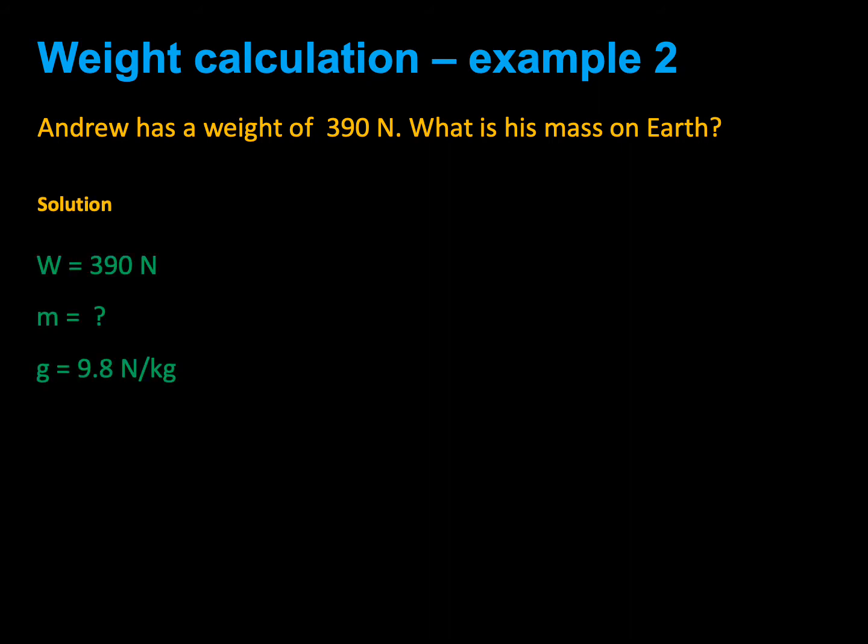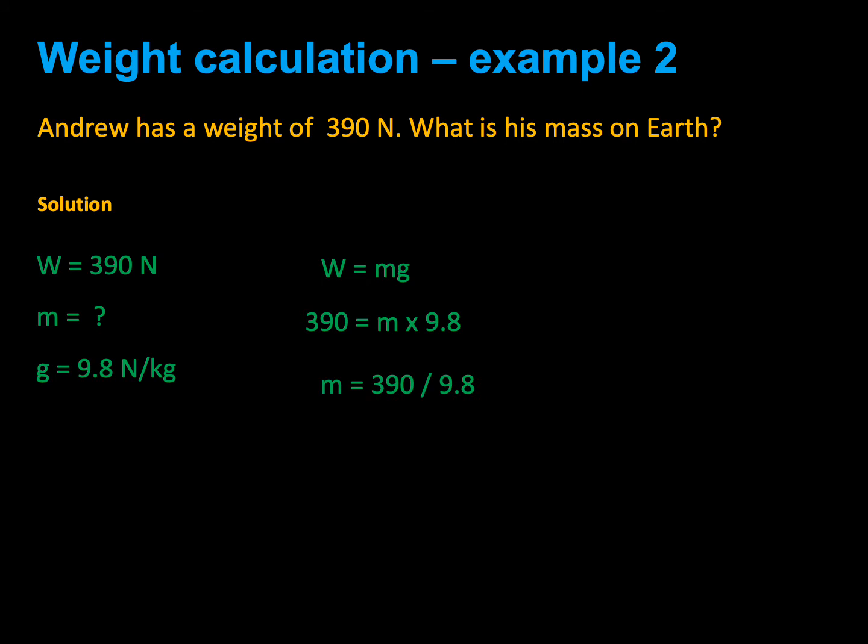List our variables. Notice mass is the unknown here. State the equation. Substitute in the values: 390 equals m times 9.8. A little bit of algebra is required now because we need to rearrange for m.